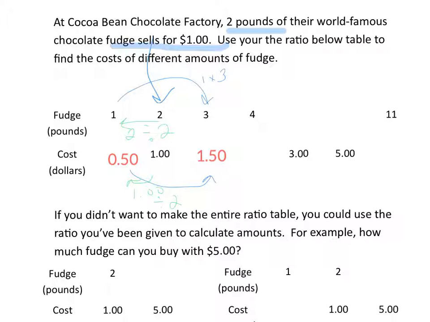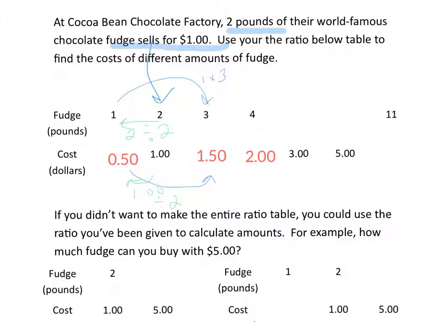Hopefully by this point you should have noticed that the pounds of fudge is increasing by 1, 2, 3, 4, and that the cost is increasing by 50 cents. So we can say 50 cents, $1, $1.50, $2. We can also say that, well, if 2 pounds cost $1, to get from 2 pounds to 4 pounds is doubling, so $1 would double to $2. We could say that if 1 pound costs 50 cents, 1 times 4 is 4, 50 cents times 4 is $2. Any of these relationships are fine to use to figure out the amounts.